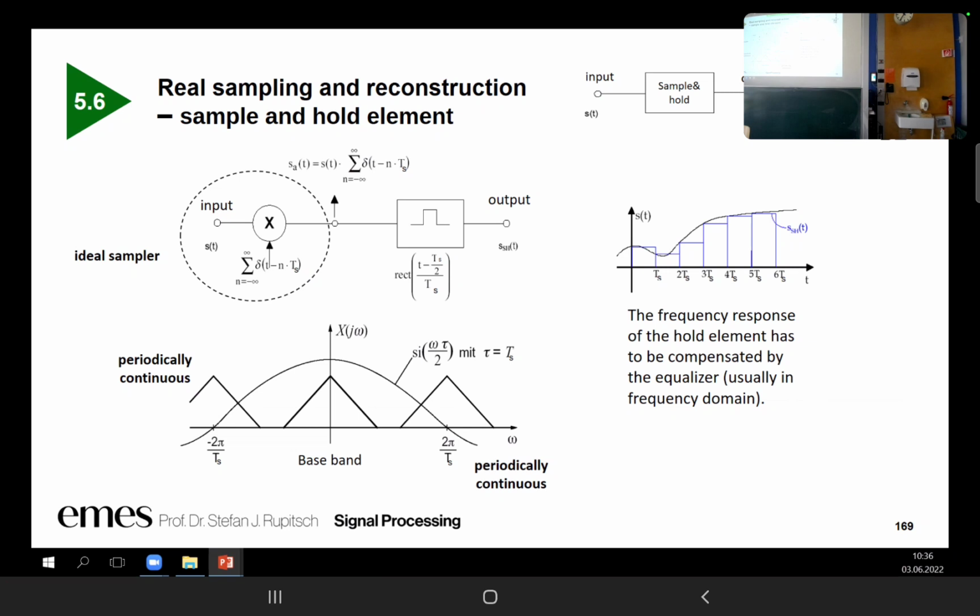Okay, but the problem is always the same. We cannot produce an ideal direct pulse. We cannot produce an ideal direct comb. Therefore, for the conversion of the analog world to the digital world, we use hold elements, and also for the conversion from the digital world to the analog world, we also use such hold elements. And we have to compensate for it, especially in case of the conversion from the digital world to the analog world.